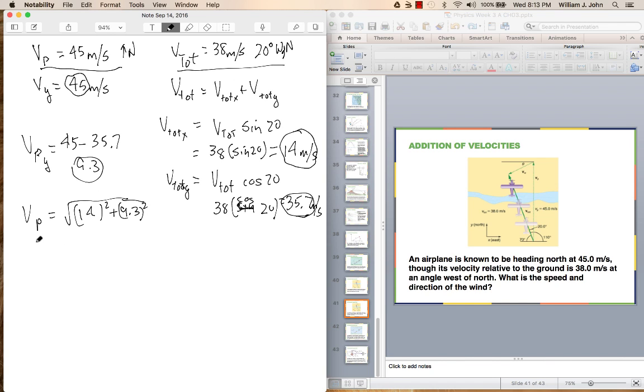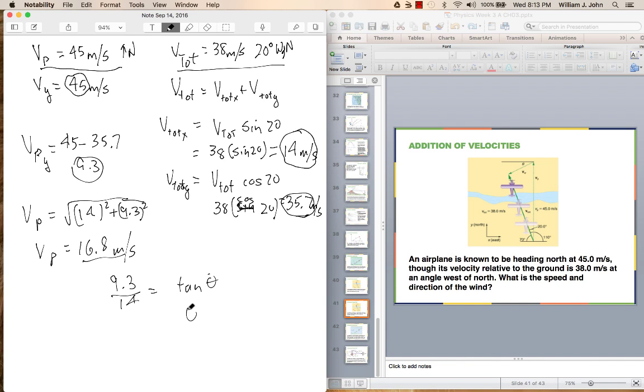And if we do the math here, the total is 16.8 meters per second. And then we can use this 16.8 meters per second. We know that's the hypotenuse, and we can do several different calculations. We can use the 9.3 divided by 14, and that's going to be equal to the tangent of the angle we're interested in.